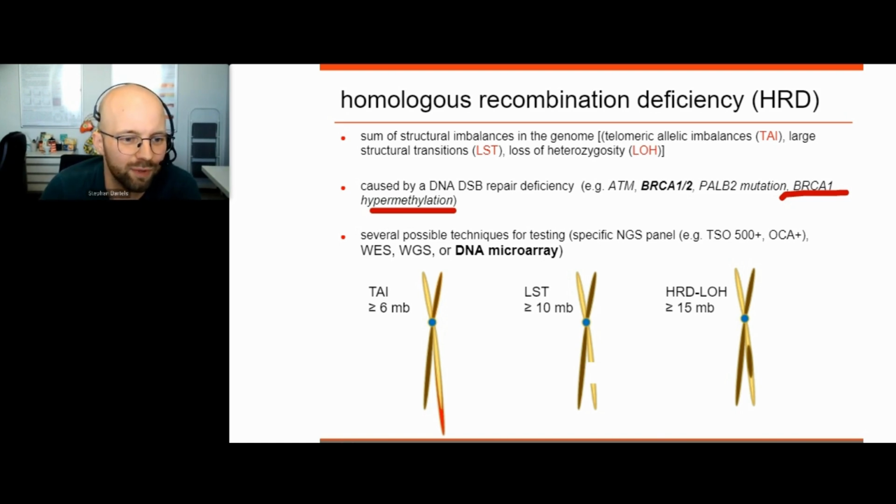So we have several possible techniques to explore HRD: specific NGS panels. And we are also able to calculate HRD from whole genome and whole exome data, and with DNA microarrays such as OncoScan.